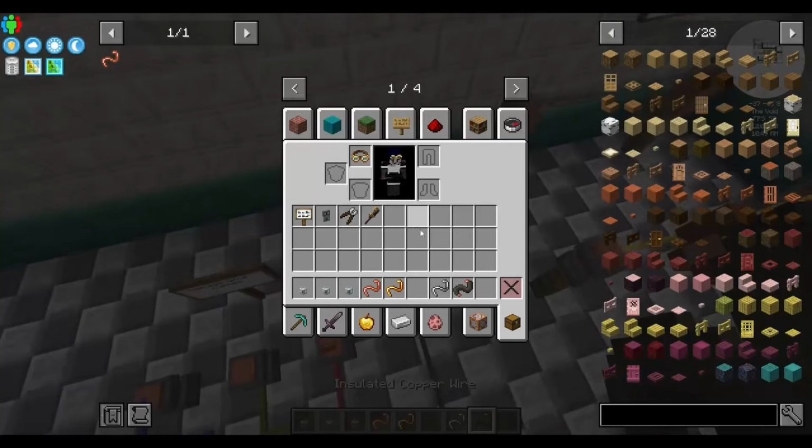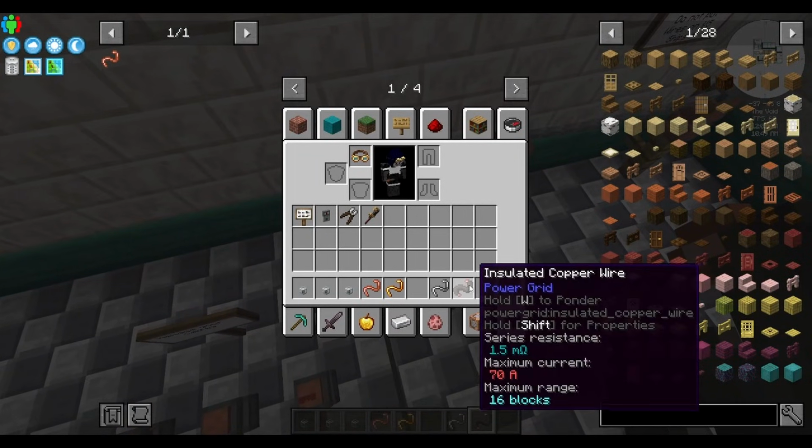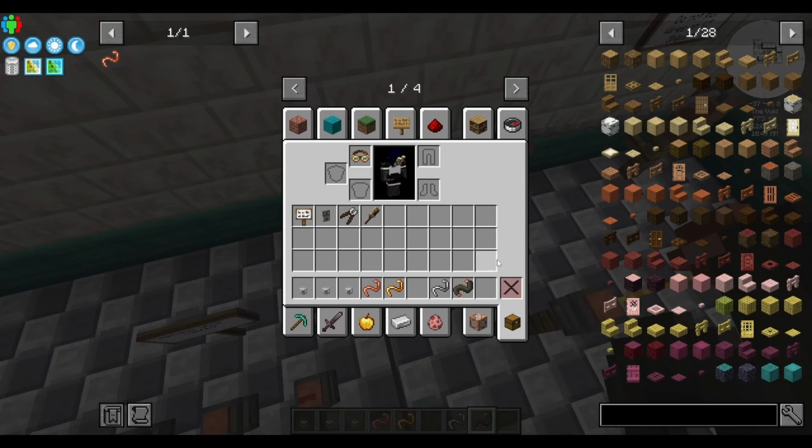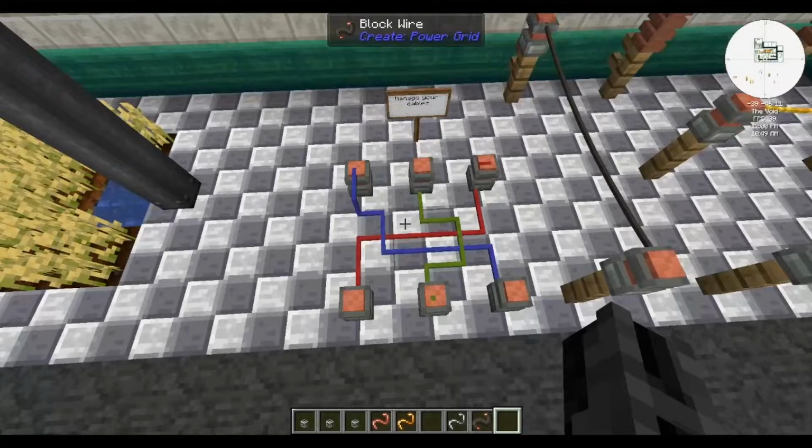And lastly is the insulated copper wire, which works exactly the same as the normal copper wire, with a slightly lower current rating, which is great for organizing your cables.